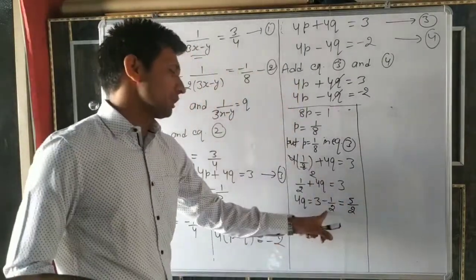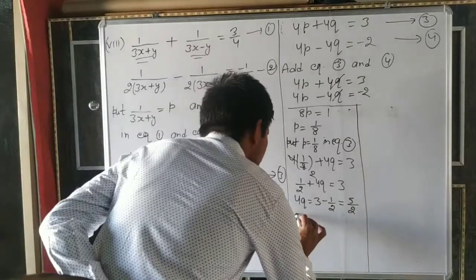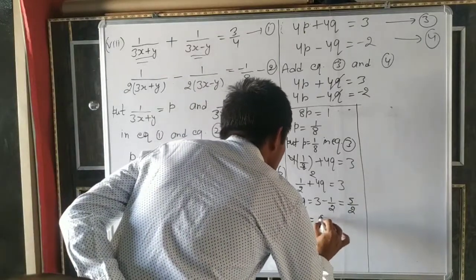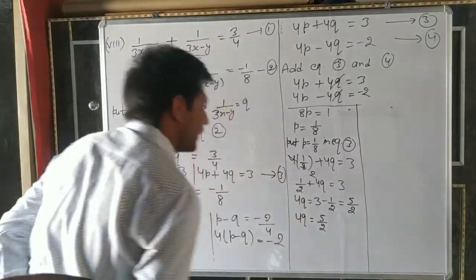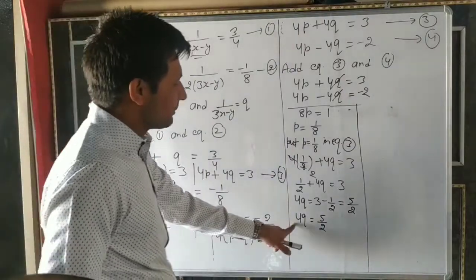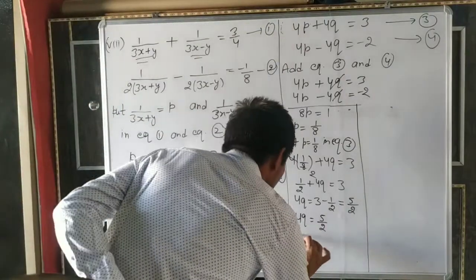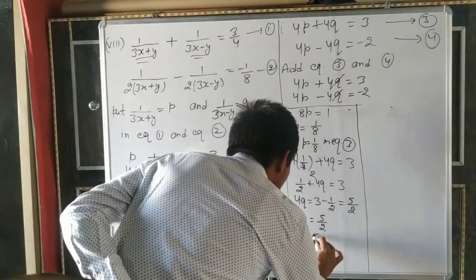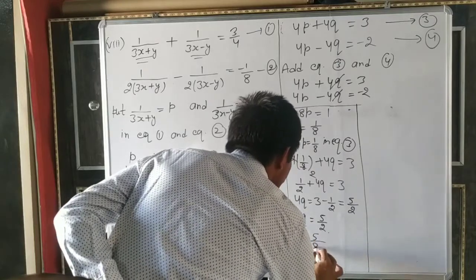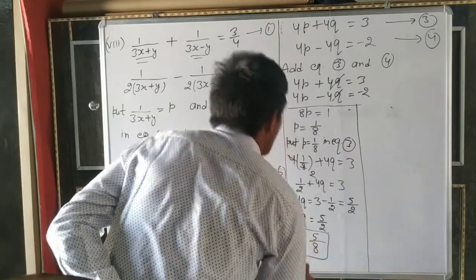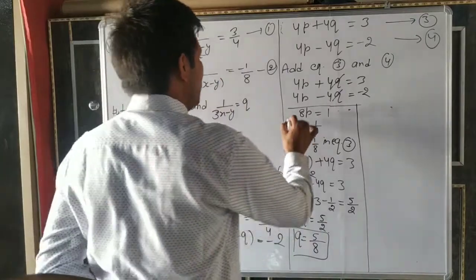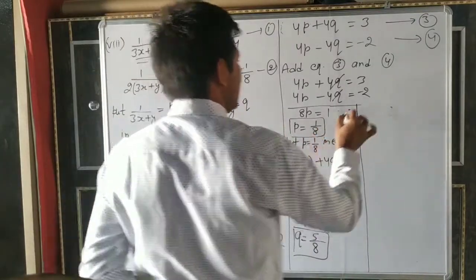You can take the LCM yourself and write it. So 4Q equal to 5 upon 2. We want to find the value of Q. 4 is multiplied, on the other side it is divided. So Q equal to 5 upon 4 into 2, 8. So what is the value of Q? 5 upon 8. And the P value is 1 by 8.